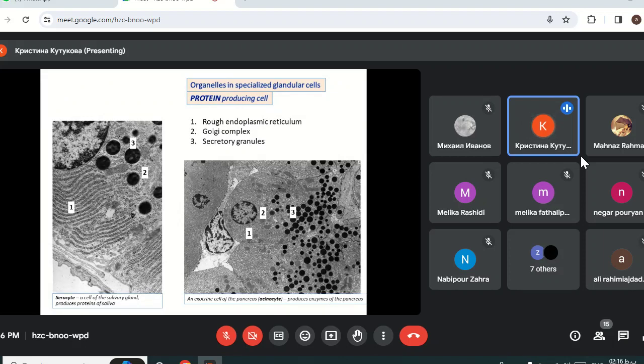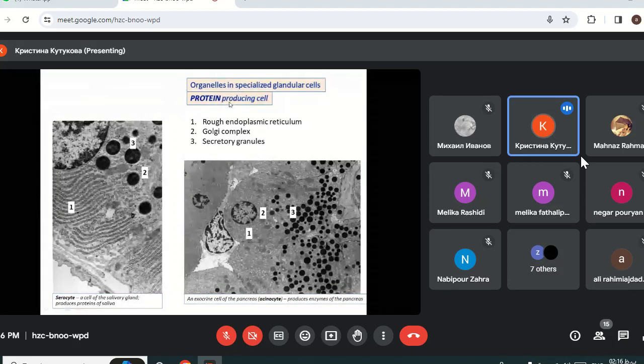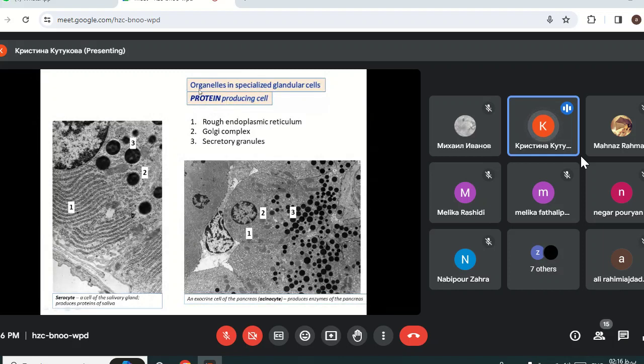So, first, the cell which is specialized in producing proteins. We will discuss the glandular cells. Glandular cells means the cells of glands. Glands are organs which produce some substances. So they are formed with glandular cells which produce and release outside some substances. So first, the protein producing cell.